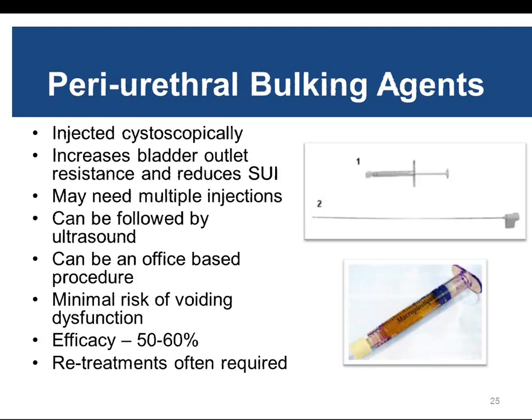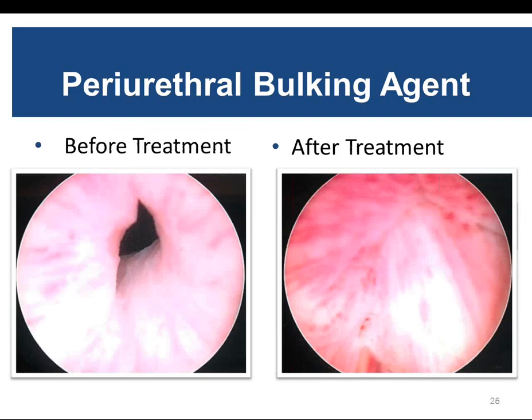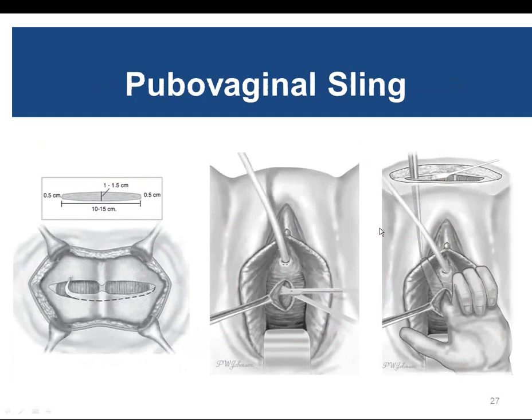All these, again, are surgical options. Bulking agents, as I've talked about, this can be done in the office. It can plump up the urethra, so to speak, increases the outlet resistance, and makes it harder to have stress incontinence. Efficacy is anywhere from 50 to 60%, but a lot of patients are very happy, and at times patients need to be retreated. Here's a picture before and after. This is before of what the urethra would look like before bulking agent, and this is after. You can see it's nice and closed and would probably make it harder for that patient to leak.